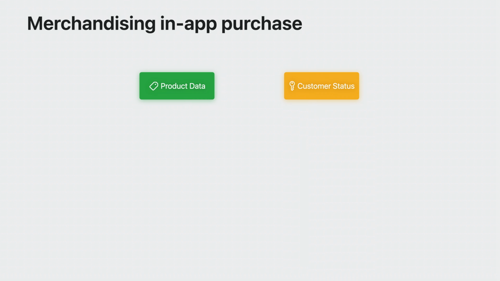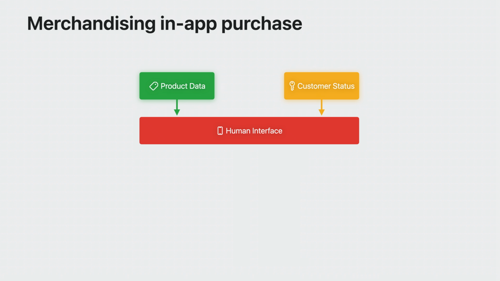Merchandising starts with getting data about the product you're selling and getting the status of your customer. For example, does the customer already own my non-consumable product? Are they subscribed to my subscription? You combine this data to build an interface to market the product to customers, and provide interactions to purchase the product. This little red rectangle underrepresents all the hard work that goes into building your interface.